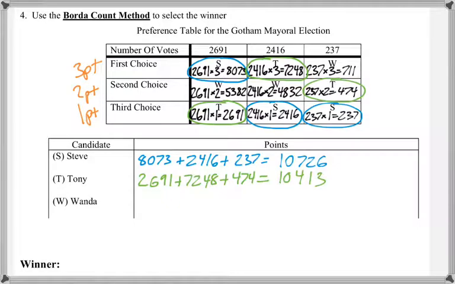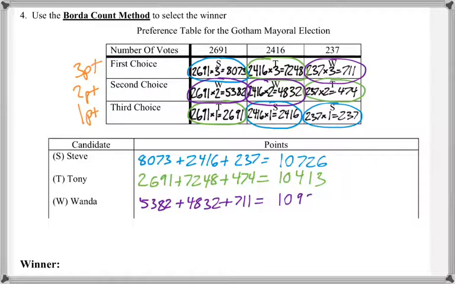And lastly, Wanda got 5,382, 4,832, 711. And that is 10,925. So the winner is Wanda.